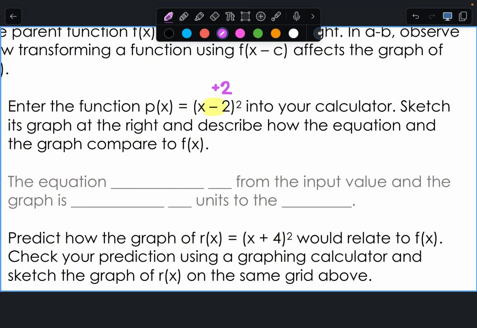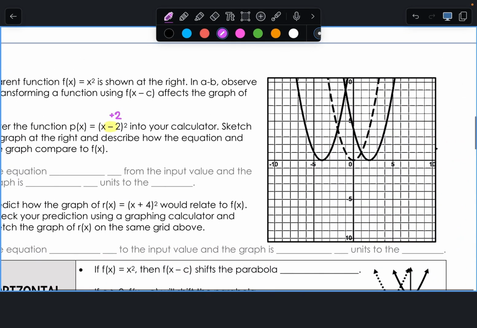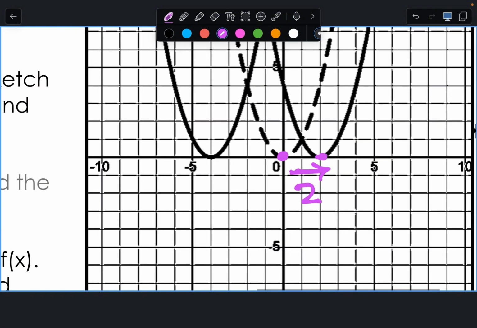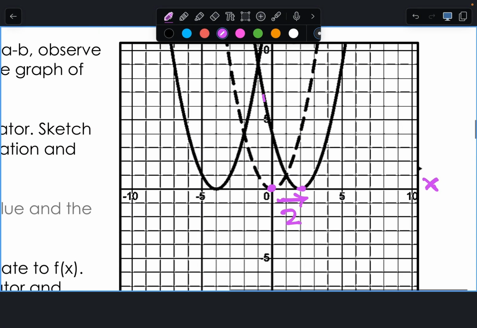It says sketch the graph at the right and describe how the equation compares. So a +2 is going to move my parabola which way? Left or right? It's going to move it to the right. Notice it's still the same parabola. If I trace that parabola, it's still the same parabola, same size. All it did was move to the right.